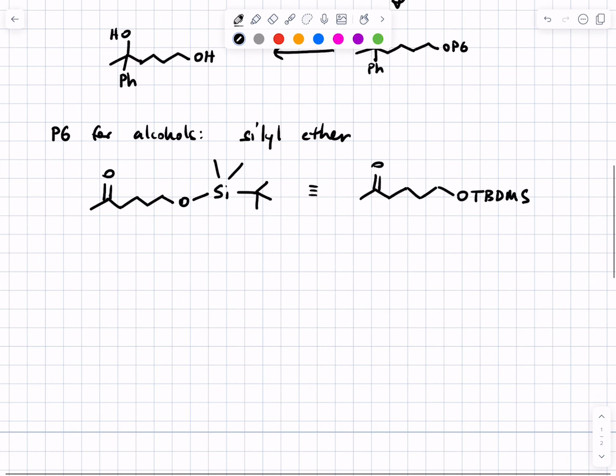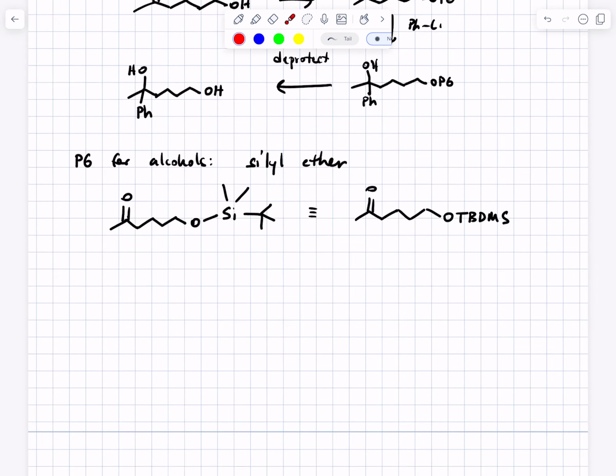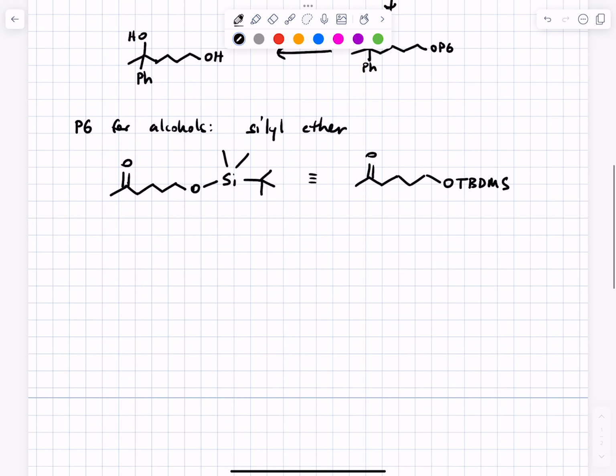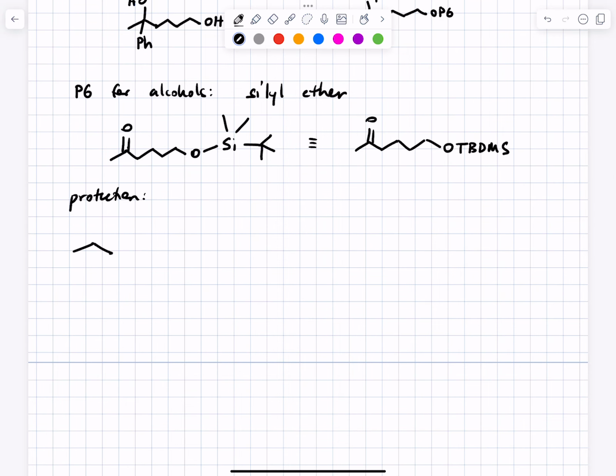You'll notice that it lacks the acidic proton on the oxygen, and the oxygen-silicon bond is decently strong, so it can withstand having the organolithium or Grignard reagent attack the carbonyl carbon. So now we need to talk about what the protection reaction is. You start with your alcohol, and this reaction is basically just a substitution reaction. The oxygen is the nucleophile. The electrophile is the silicon, and it's got a leaving group on it.